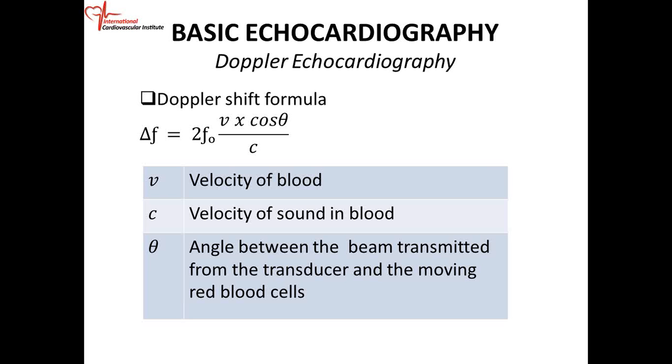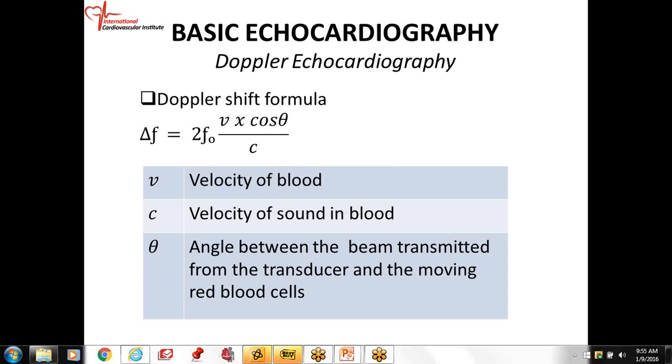Looking at the Doppler shift formula, you should try and memorize it a little bit. It says the Doppler shift is equal to 2 times the transmitted frequency times V, which is the velocity of the moving red blood cells, times cosine of the angle between the ultrasound beam and the moving red blood cell, divided by the speed of sound in blood. You have to get your ultrasound beam as parallel to flow as possible.